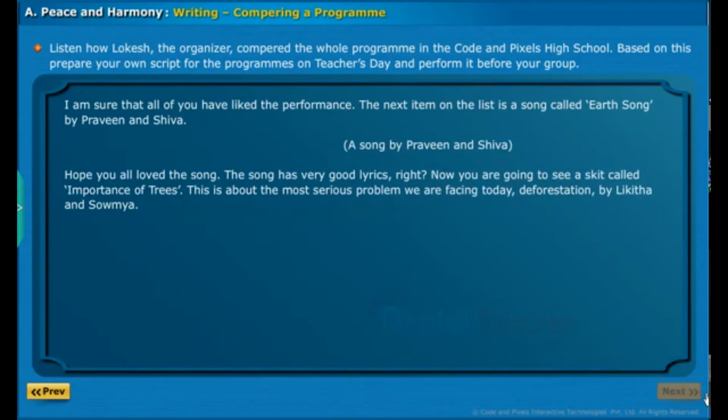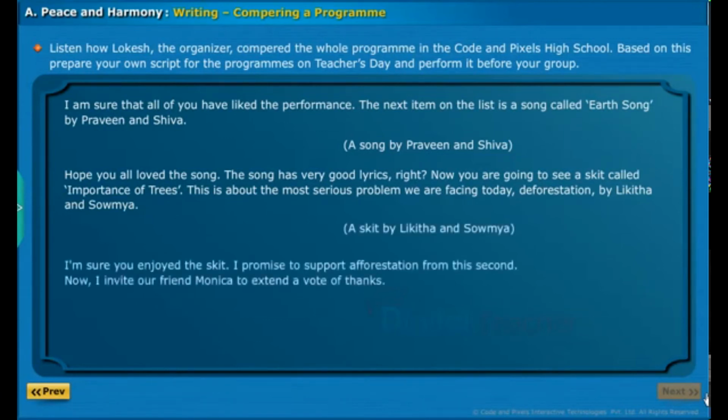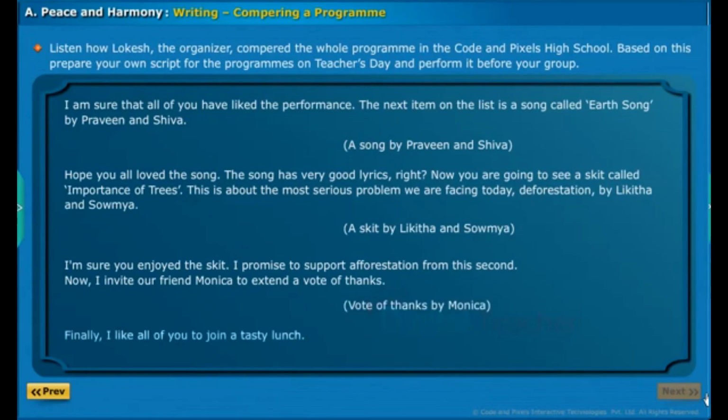Now we are going to see a skit called Importance of Trees. This is about the most serious problem we are facing today, deforestation, by Likita and Soumya. I'm sure you enjoyed the skit. I promise to fight deforestation from this second. Now I invite our friend Monica to extend a vote of thanks. Finally, I invite all of you to join a tasty lunch.